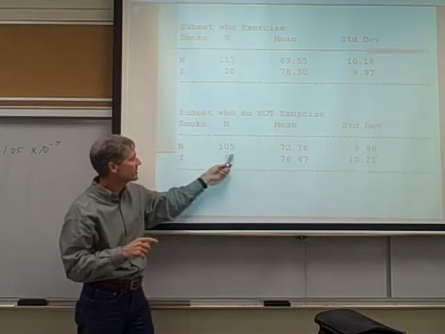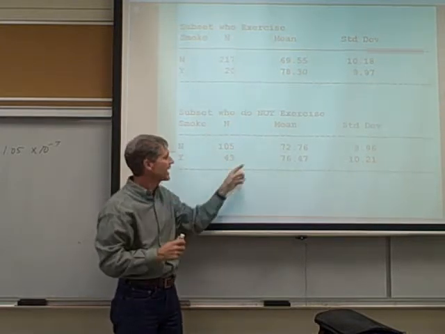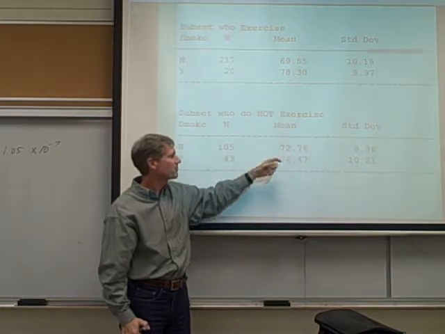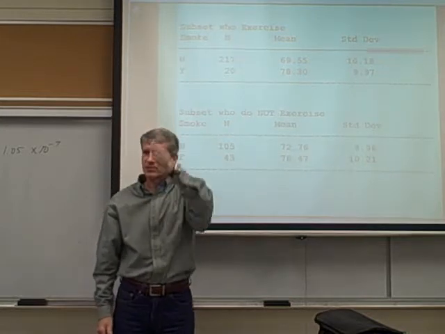Then I get the average for those 105 people that were in that one cell of the table. I get their average pulse. Right? So I compare the means within columns by exercise or not exercise.